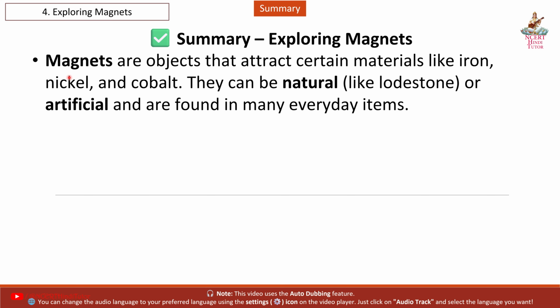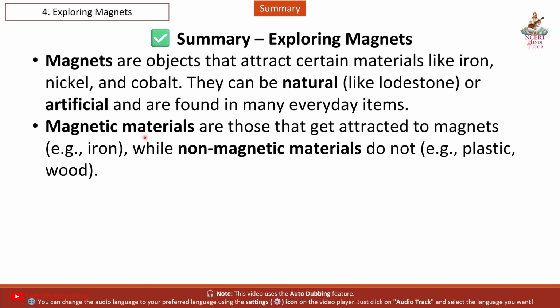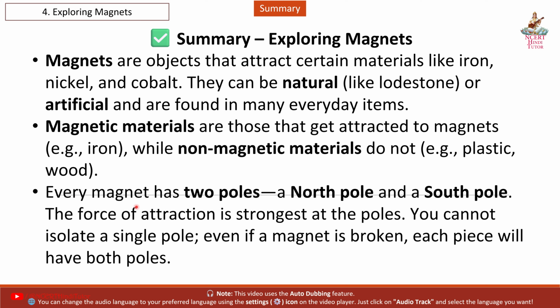Next, summary. Magnets are objects that attract certain materials like iron, nickel, and cobalt. They can be natural like lodestone or artificial and are found in many everyday items. Magnetic materials are those that get attracted to magnets, for example iron, while non-magnetic materials do not, for example plastic, wood. Every magnet has two poles, a north pole and a south pole. The force of attraction is strongest at the poles. You cannot isolate a single pole. Even if a magnet is broken, each piece will have both poles.